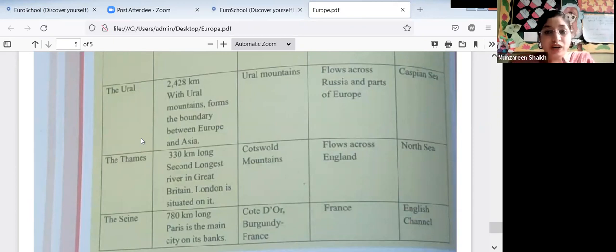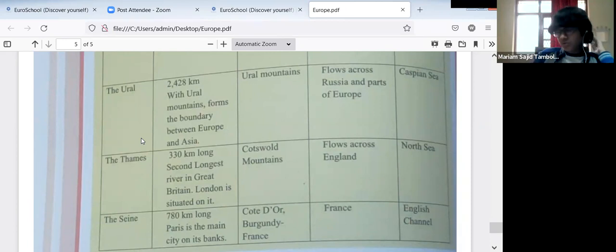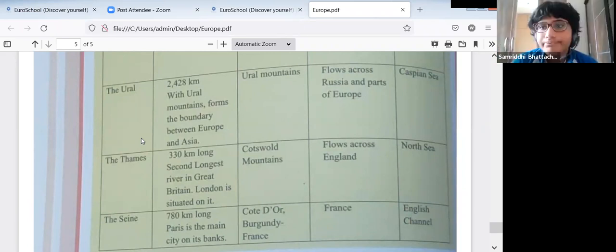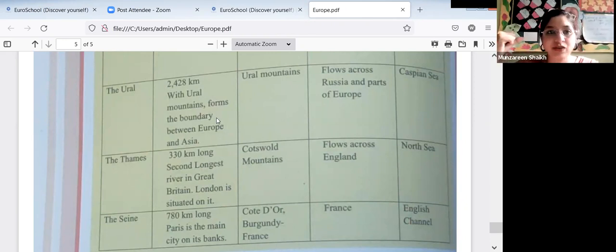Now which country does this particular river flow through? Ma'am, Russia and some parts of Europe. Some parts of Russia and some parts of Europe. And the mouth is the Caspian Sea. Clear? Yes, ma'am. Next is the Thames. The next river is River Thames.